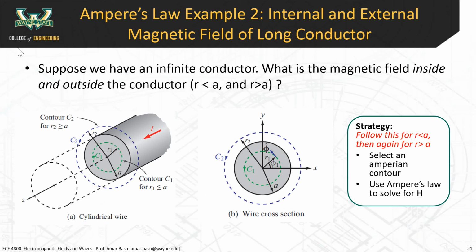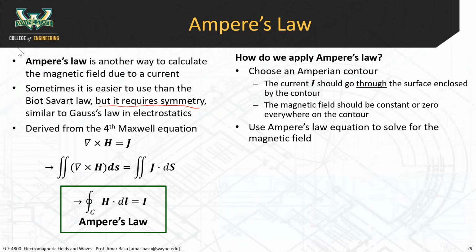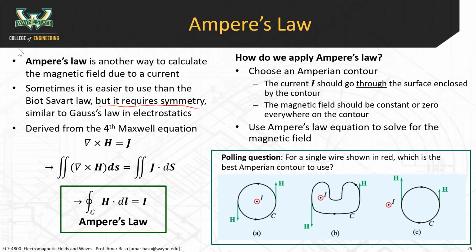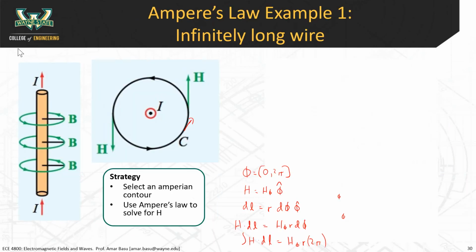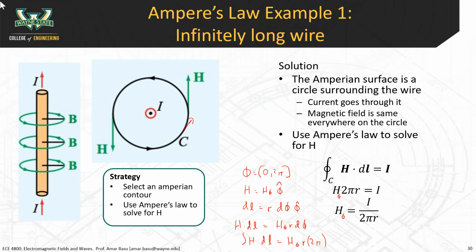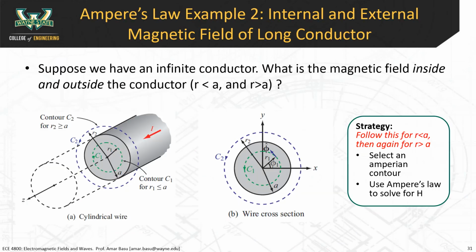For the homework that's due on Monday. All right, so in Ampere's law example 2, here we're going to find the magnetic field of a long conductor, internal to the conductor and external to the conductor. To contrast it with the previous problem, the first example was Ampere's law for an infinitely long wire, and we found the magnetic field outside of the wire. In the next problem, we are going to look at the magnetic field inside the wire and outside the wire.